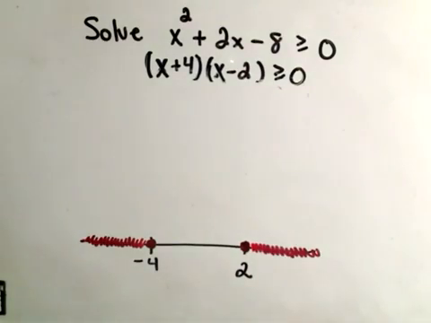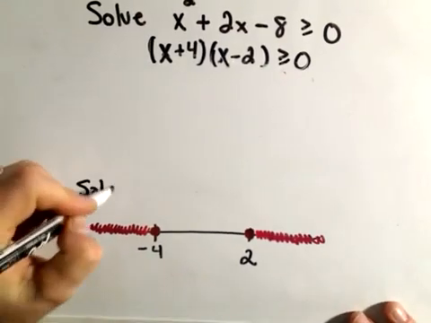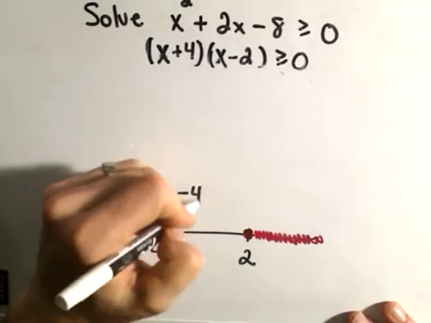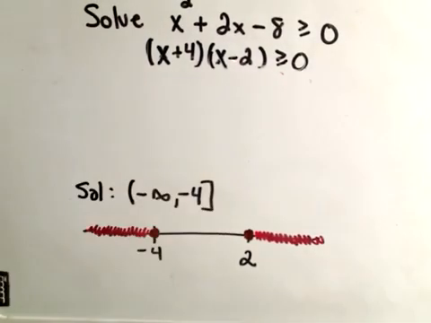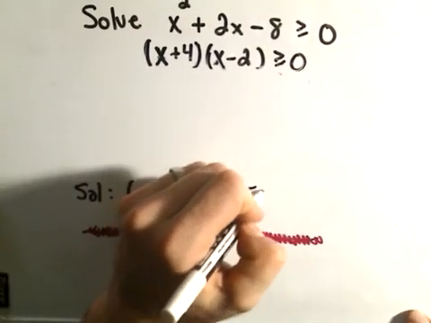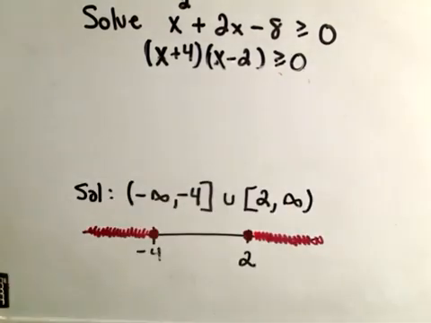So I could write my solution in interval notation. It would be everything from -infinity up to and including -4, so I would put that in brackets. And then union, we can also include stuff starting at 2 up to infinity. So that would be my solution set.